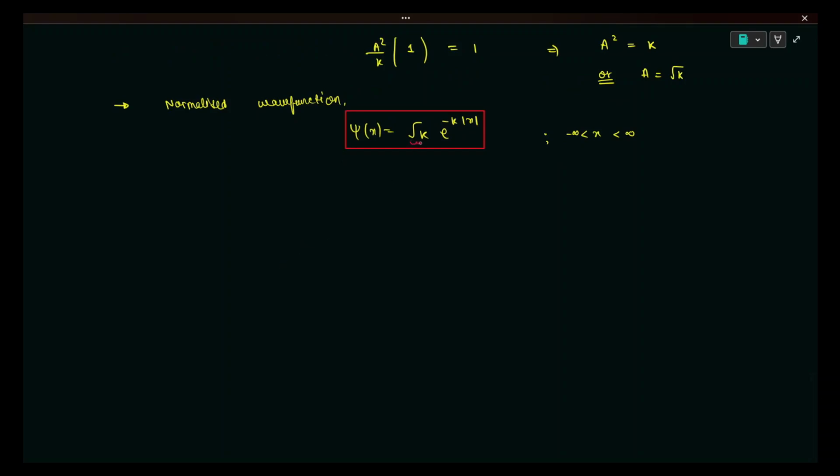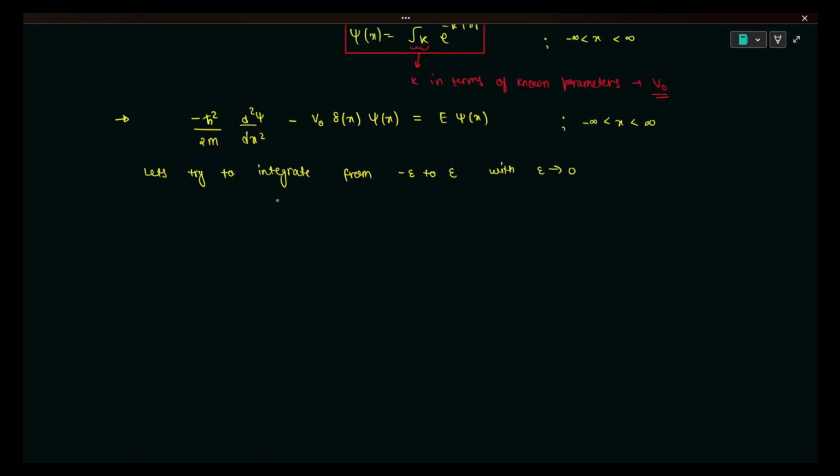Now let's try to find the value of this k in terms of known parameters, such as the strength of the potential, that is V naught. So let's try to write the Schrödinger wave equation for this potential here, but here the range of x is from minus infinity to plus infinity. Here I am not excluding that particular point x equal to 0.